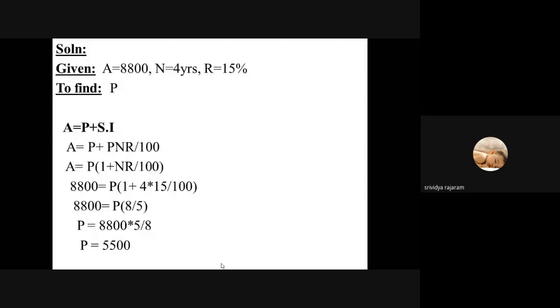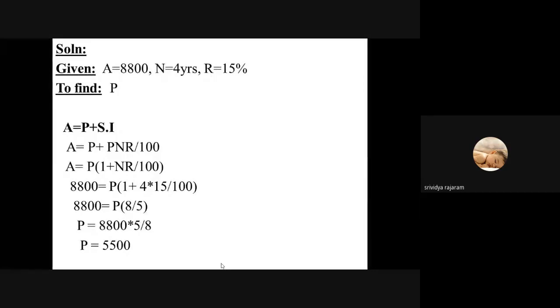Let me continue. We cannot use the formulas separately because both the formulas have the P term, and we have to find P. So instead we can combine both the formulas together. How? We know the formula, right? A is equal to P plus SI. In the place of SI, we can substitute the formula for SI. What is the formula for SI? SI is equal to PNR by 100. So substitute it. What will we get? A is equal to P plus PNR by 100. In both the terms, we have P as common. So take that out, and the remaining term will be 1 plus NR by 100. Now, except P, we have values for the other terms, right? So then it is easy for us to calculate the value of P.